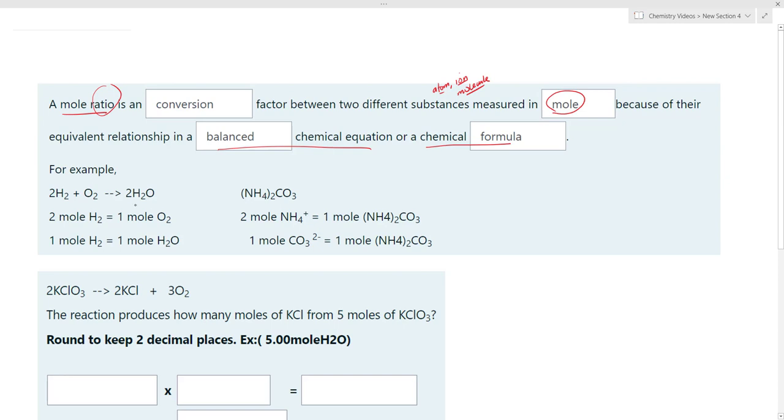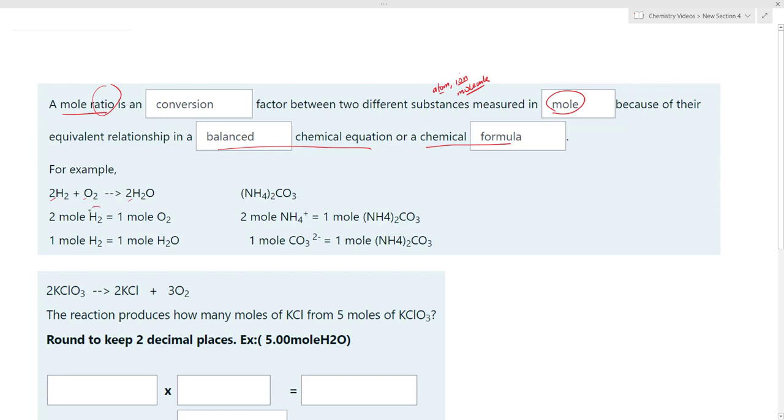Let's look at an example of a balanced chemical equation. In this case, we have 2 hydrogen plus 1 oxygen produce 2 water. Well, we can use this in terms of mole: 2 moles of hydrogen, 1 mole of oxygen gas, and that produces 2 moles of water. So these are some of the possible conversion factors, but there are more.